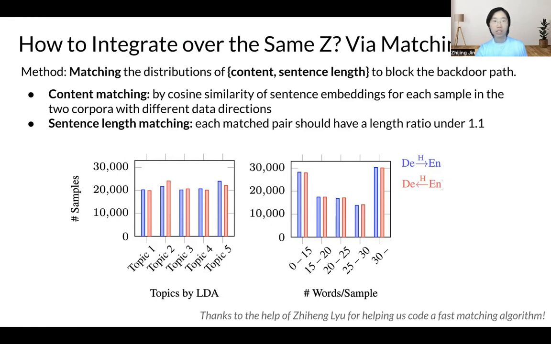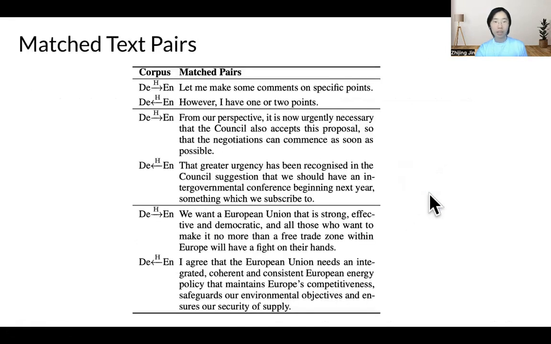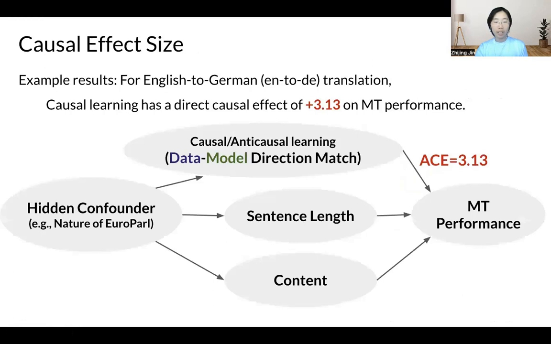So we match the distribution of content and sentence lengths to be similar across the two human translation directions. And then we plot the aligned distributions here as well. Here are also some examples of how aligned the corpora are after matching. And you can find all the results in our paper. One example we show here is that for English to German translation, if we use causal learning after controlling for all the covariates, the causal learning has a direct causal effect of 3.13 compared to if, on the same data, people switch to anti-causal learning with the same distribution of sentence length and content.